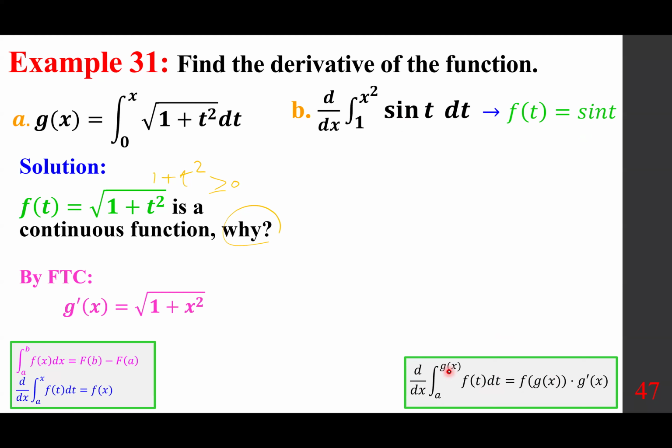One more time. The integral from a to x of f of t dt is just f of x. Replace the t with x. If it's something other than that, it's a function of x. So again, replace the t with x. In this case, replace the t with g of x. And then g prime comes from the chain rule. So with that being the case, sine of x squared times the derivative of x squared, which is 2x. And normally we write that in front. So 2x sine of x squared.